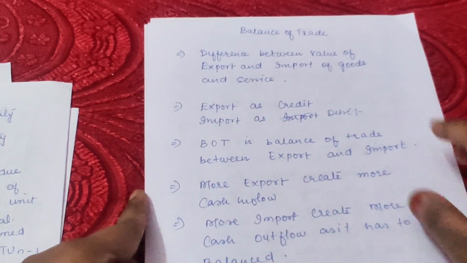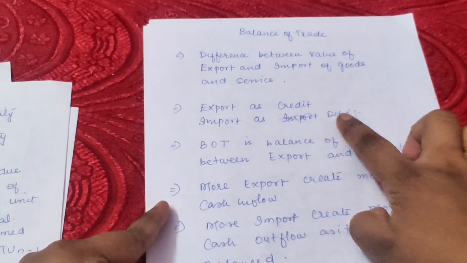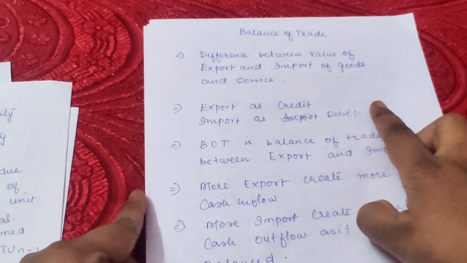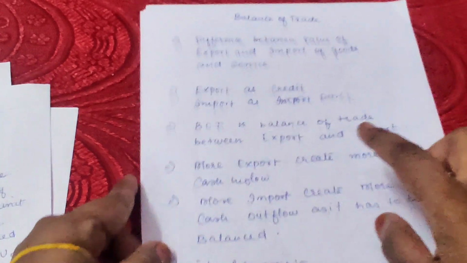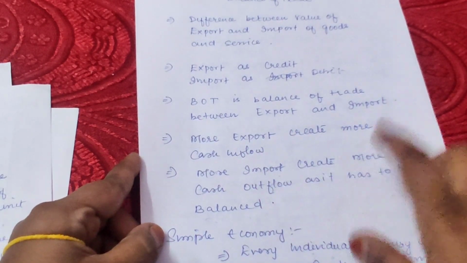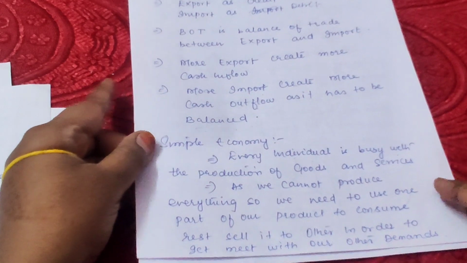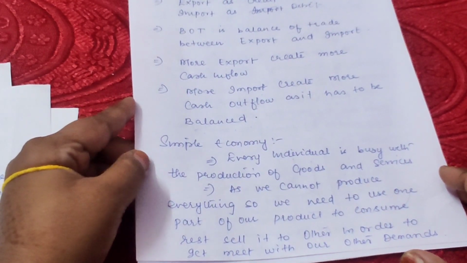Balance of trade. A difference between value of export and value of import is called balance of trade. Export is considered as credit, import is considered as debit, because balance of trade is a balance between export and import, because export creates more cash inflow and import creates more cash outflow, and both have to be balanced.